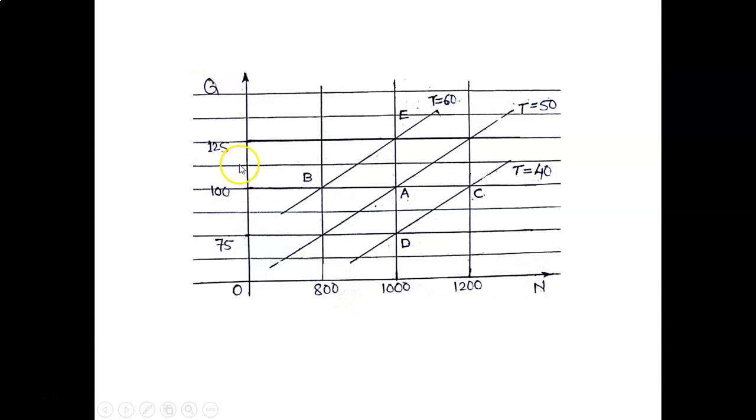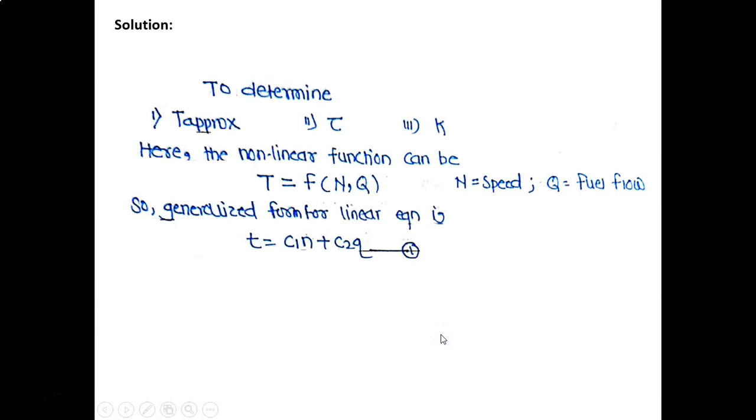What is Qi, or the mean value of fuel flow? That is Q is equal to 100. Therefore, these three values you have to remember: 100, 1000 and 50. Therefore, once again, we first have to determine T approximate, then second the time constant tau, and third the system gain K.